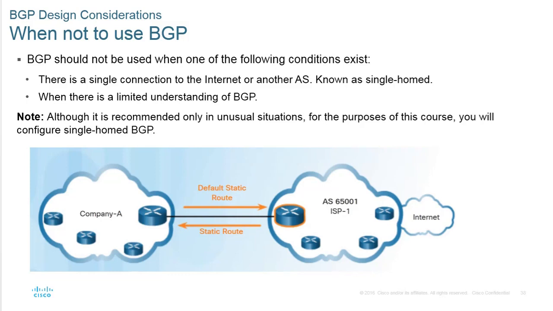And how about when not to use BGP? So remember this: if there's a single connection to the internet or another autonomous system, known as single-homed, there is no need for BGP. Okay, so it is much better to use a static route or default static route, as you can see in our example. Another is when there's a limited understanding of border gateway protocol. Okay, so it's better not to use it if you are not familiar with it.